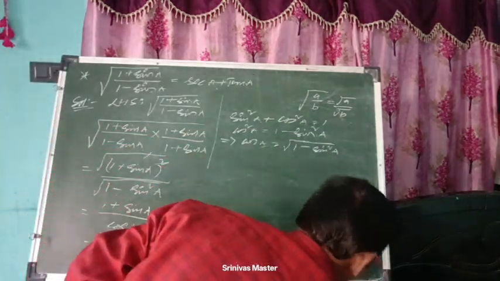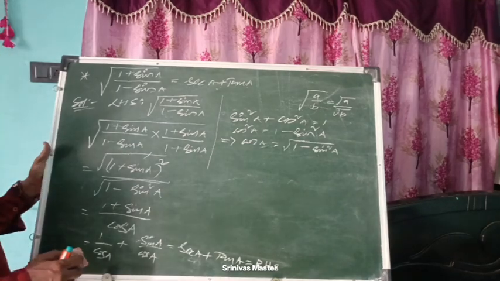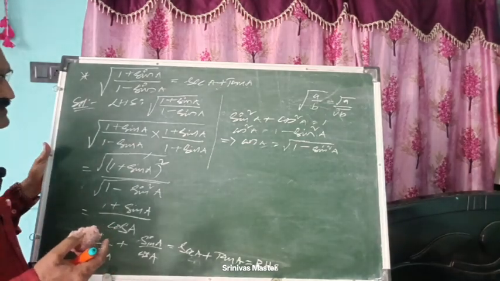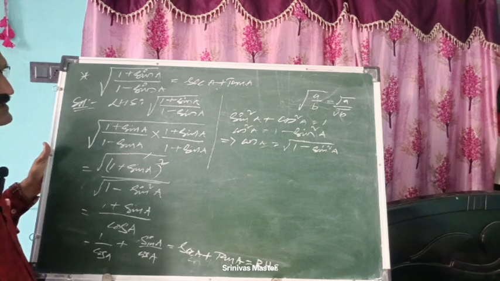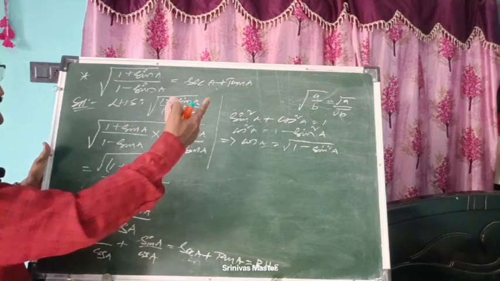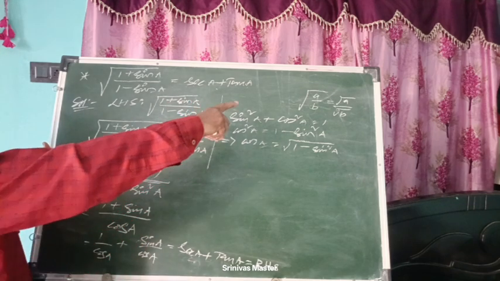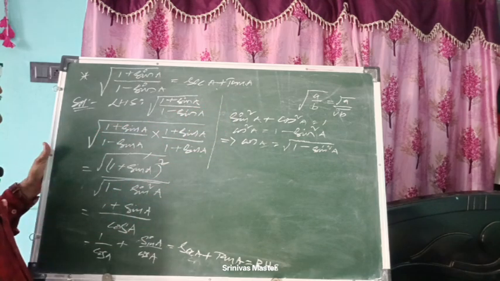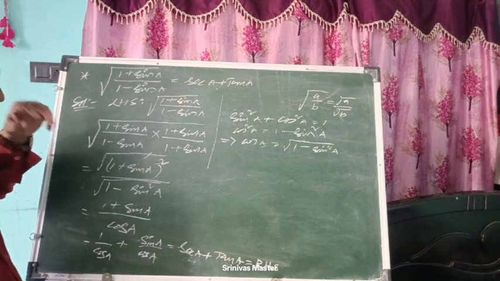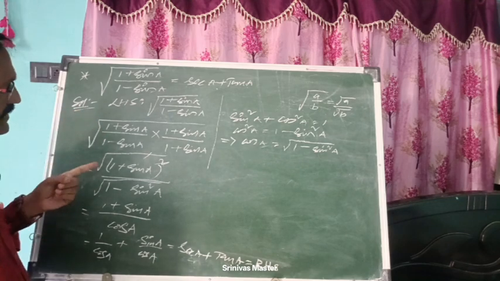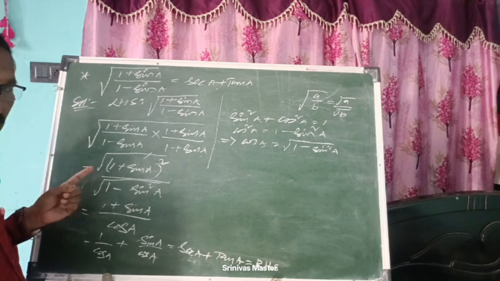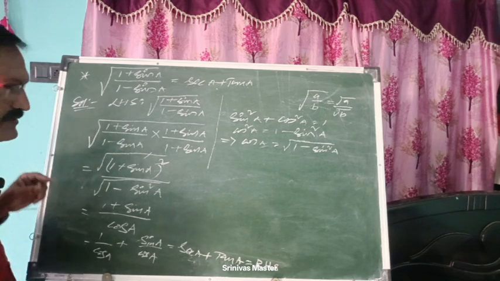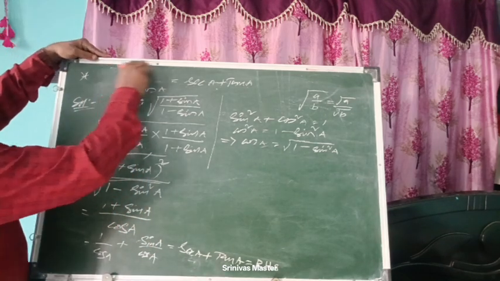Be careful children. What identities are applied? What is the general concept in maths? What is applied, that you can see according to algebra. Square root of A by B equals square root of A by square root of B. If you apply that formula, then only you will be able to expand this, numerator separate and denominator separate, by applying square root, right? Now we'll go to the next problem.